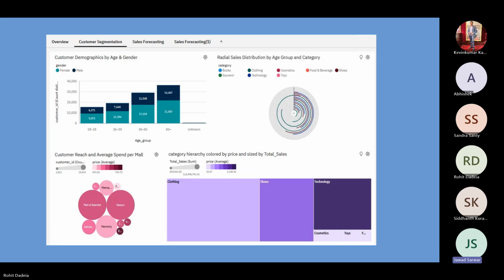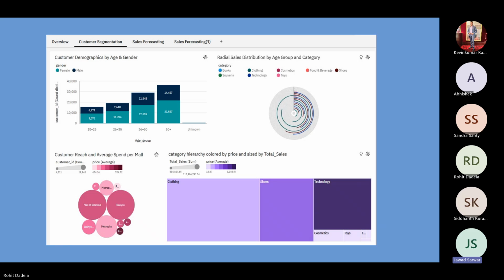In this slide, we will look at the customer demographic and spending patterns, starting with the age and gender demographic. The largest segments are in the 30 to 50 and 50 plus age groups, with males slightly outnumbering females. However, despite fewer numbers, females tend to spend more per transaction. In the radial sales chart, clothing, shoes, and technology are the most purchased categories across all ages. Older customers especially tend to spend more on technology.